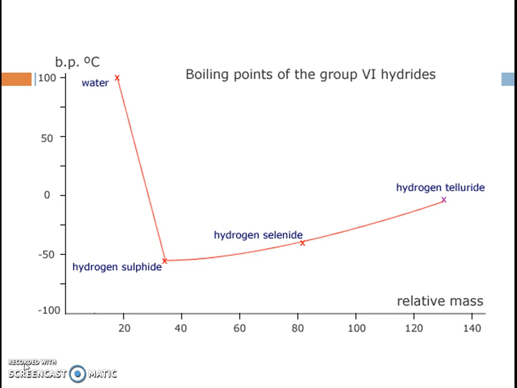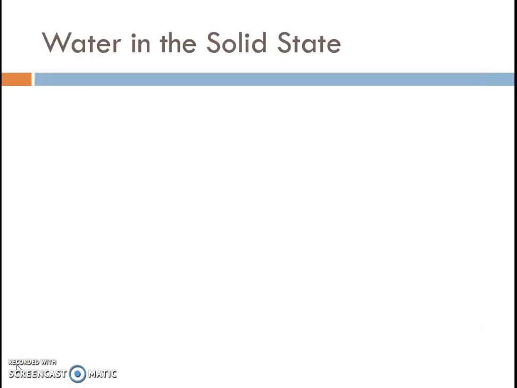But water, we see its boiling point much, much higher than what we'd expect because of how strongly attracted those water molecules are for each other. Those hydrogen bonds need to be broken and pulled apart to make singularly moving water molecules in the vapor state. So let's take a look at water when it's in the solid state, when water is ice.